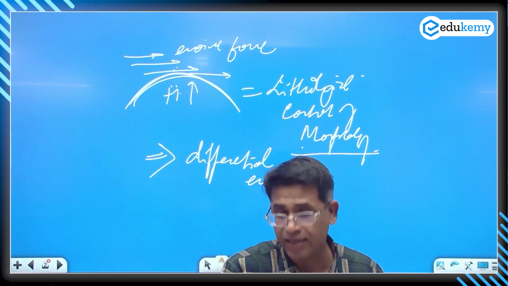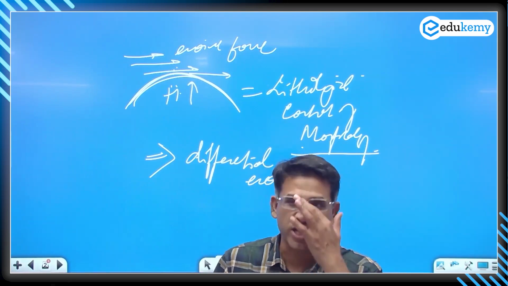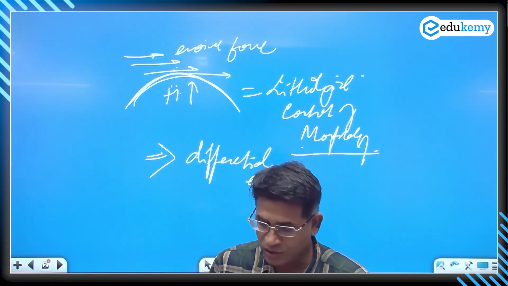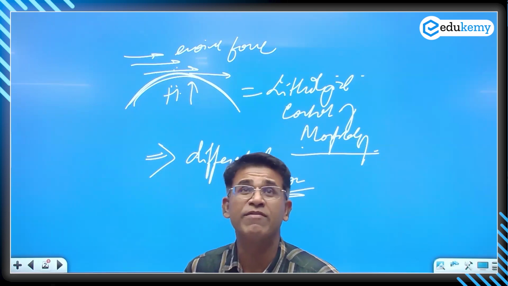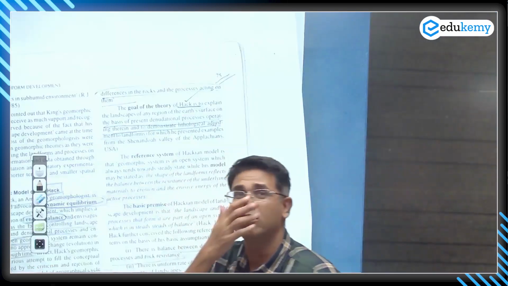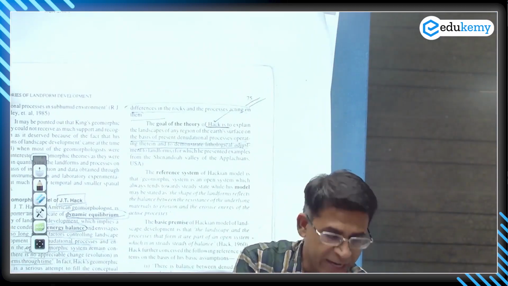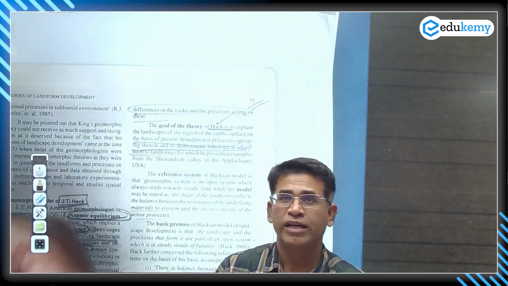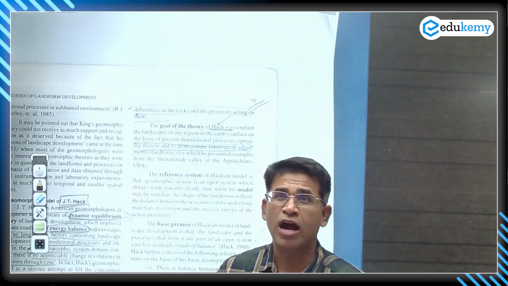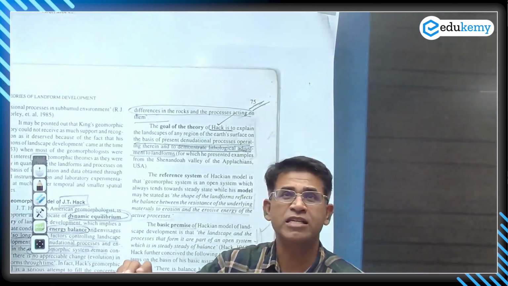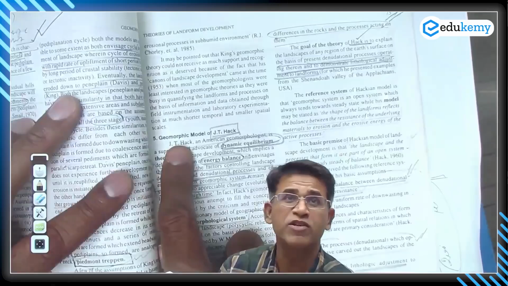We'll show you. Yes, the version of the same is J.T. Hack. So look at this one here, page number 75. If you're carrying your textbook of geomorphology, it is page number 75. Rock hardness is the resistant force. Geomorphic model of J.T. Hack.